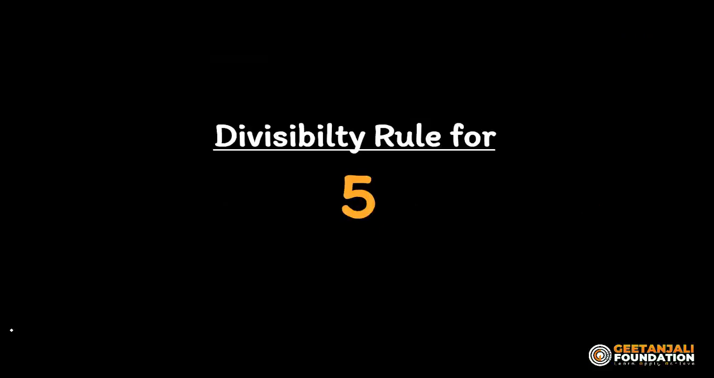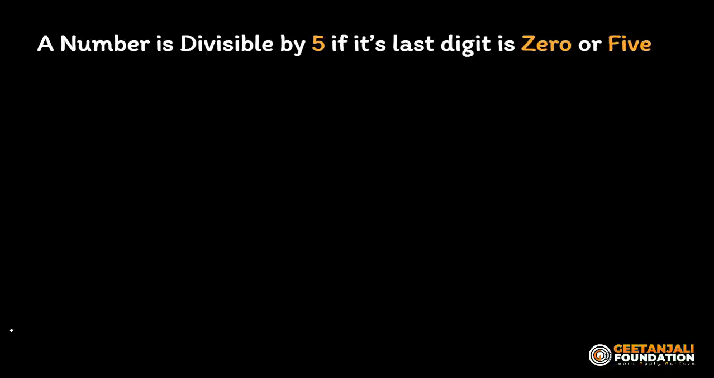Now the divisibility rule for 5. A number is divisible by 5 if its last digit is 0 or 5. It means at the units place you have to check; there can be only two digits. If it is 0 or 5, only then is the number divisible by 5. If there is any other digit at the units place, the number will not be divisible by 5.